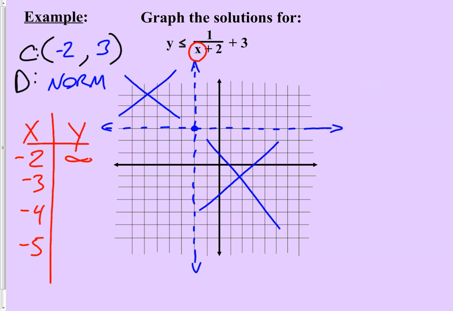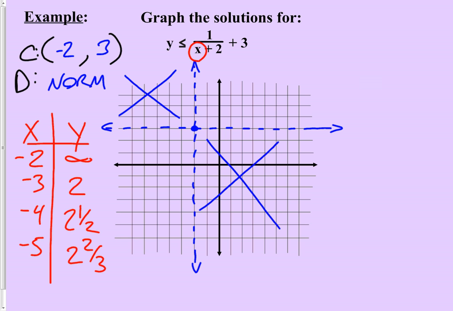Anyway, when x is -2, plug it in. That would be a -1 in the denominator, so the fraction would be -1, plus 3 would be +2. -4 in the denominator would be -2 overall, be -1/2, plus 3 is 2.5. -5 for x would give a -3 in the denominator, so that's -1/3 overall, plus 3 is 2 2/3.